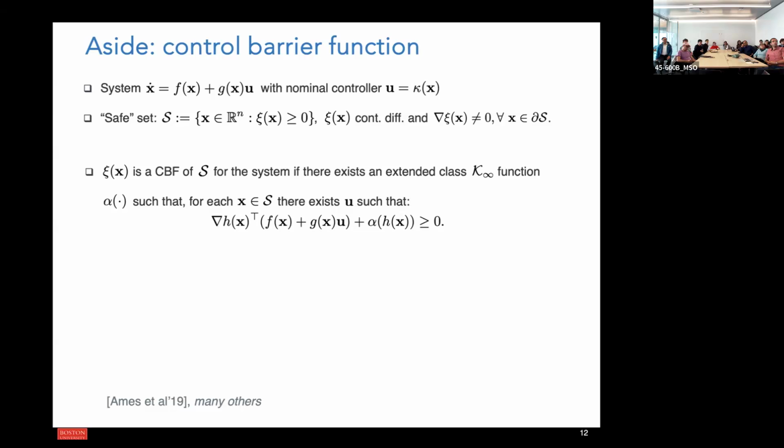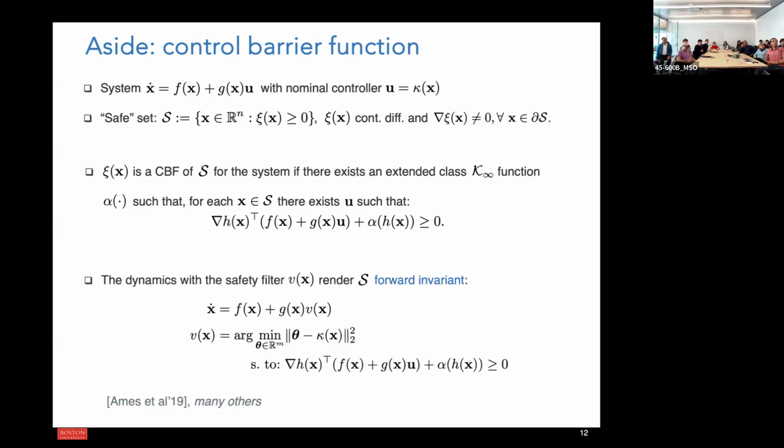So that means that I'm able to steer the dynamics of my system inside the safe set, and I can make the safe set forward invariant. Can I ask a very quick technical question? Do you assume that the safe set is bounded? We don't require the safe set to be bounded. The forward invariance of the safe set is guaranteed, even if the set is unbounded.